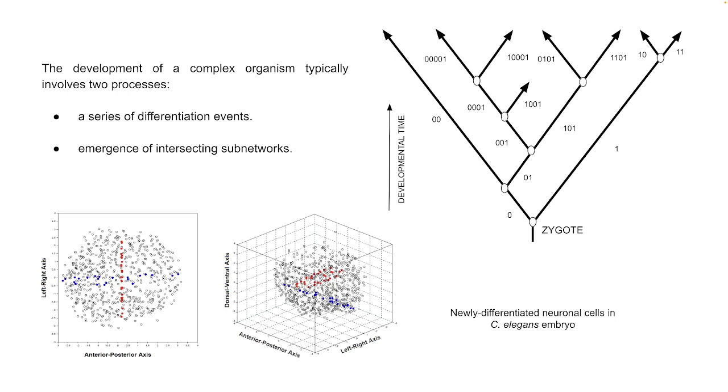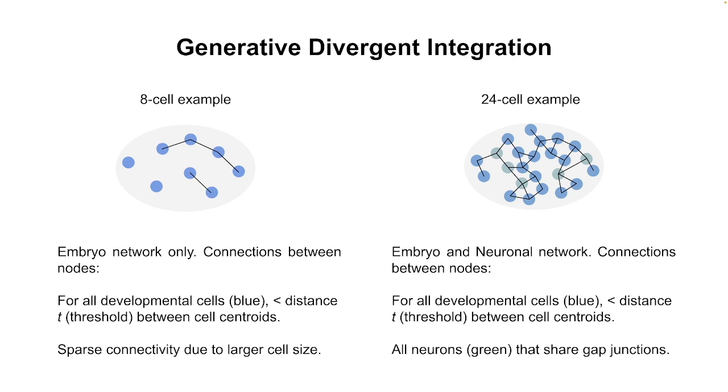The second process is the emergence of intersecting subnetworks. And so below you can see cell tracking data that are presented in 2 dimensions and 3 dimensions. These are newly differentiated neuronal cells in the C. elegans embryo, shown in the red and the blue. But we also have developmental cells or embryonic cells that are in the transparent color. So these two networks overlap and intersect. One way to think about this intersection is this concept of generative divergent integration.